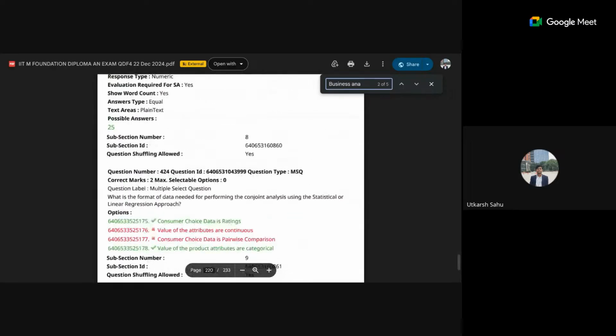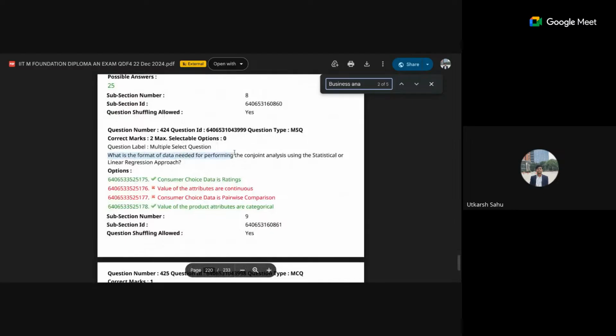Let me show you something more. What format of data is needed to perform conjoint analysis using a statistical or linear regression approach? Which kind of data is needed? For the statistical or linear regression approach, we need continuous data. So we need consumer choice, which is rating or ranking. The values of the product attributes are categorical. This also you can convert into that format. The only issue here is pairwise data. Continuous attributes you cannot convert. You need attributes in the discrete format. So ratings or ranking, or the attribute should be discrete, so that you can convert them. That is why these two are there.